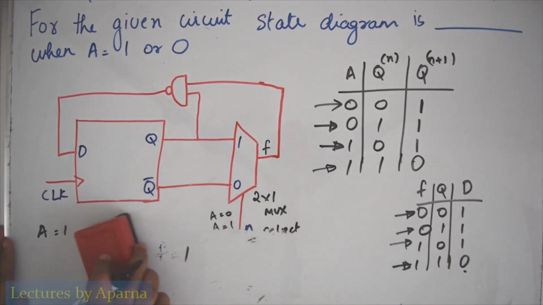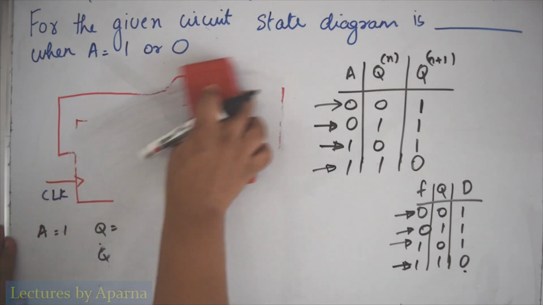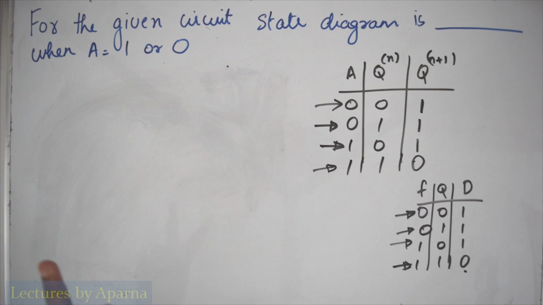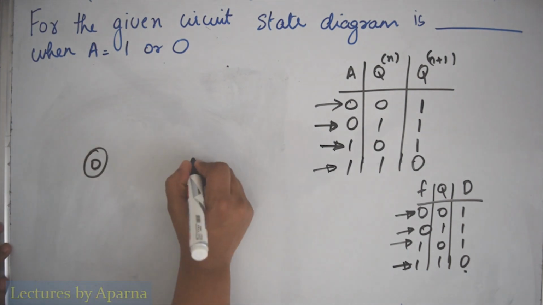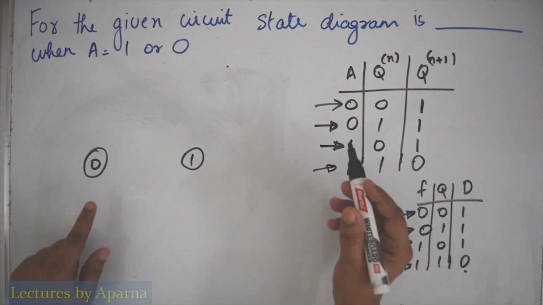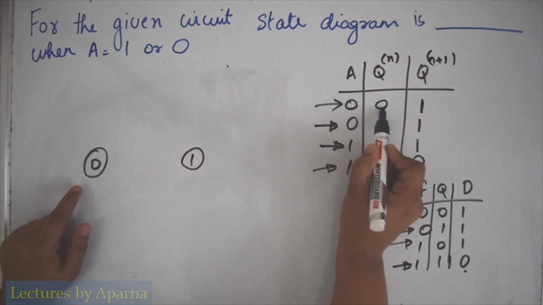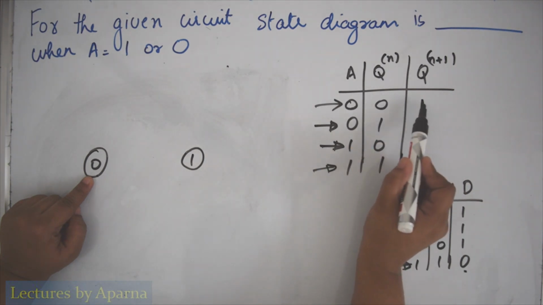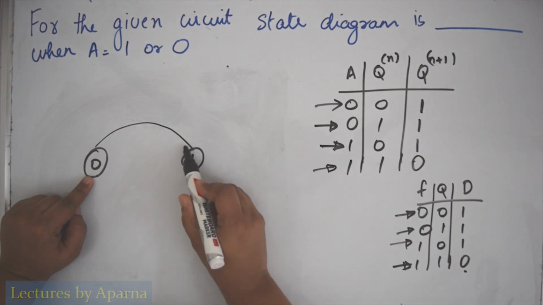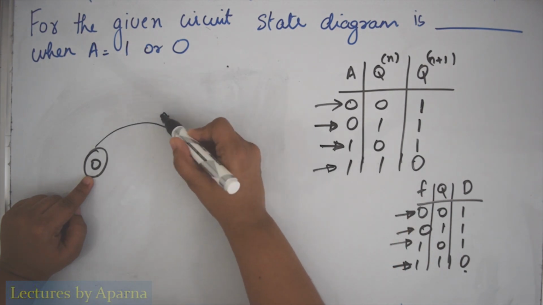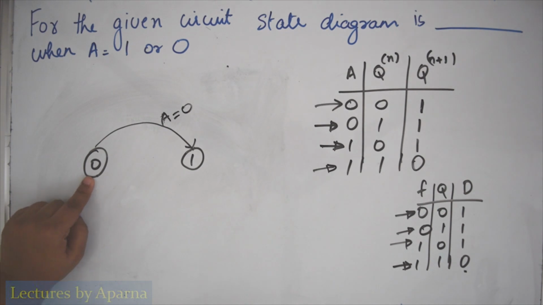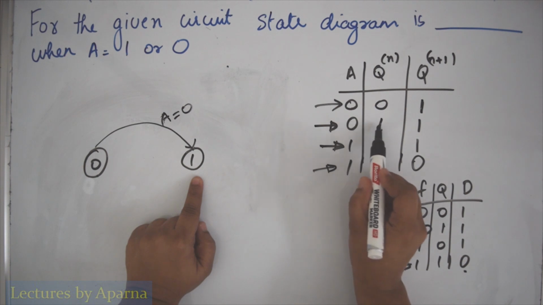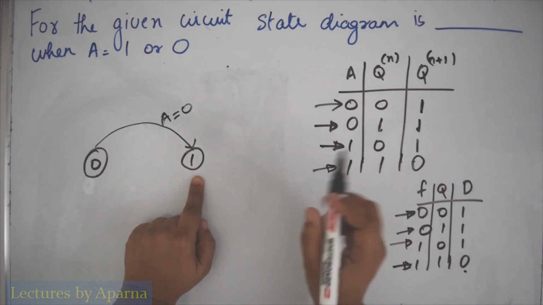Now I have to draw the state diagram from this. There are two states, either a 0 or a 1. Now when A is 0 and Q is 0, what is the next state? Next state is 1. It goes from 0 to 1 when A is 0. When A is 0, Q is 1. Q is 1 here, so when A is 0, it will remain in the same state 1.